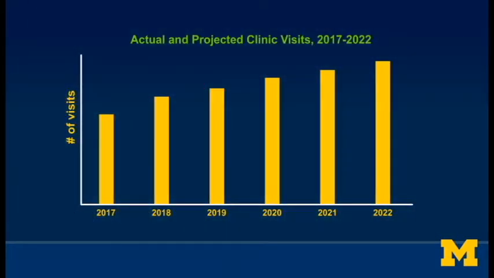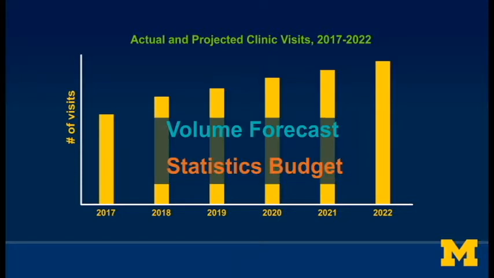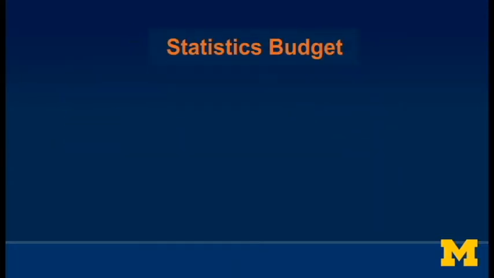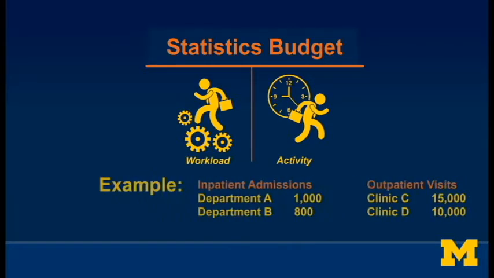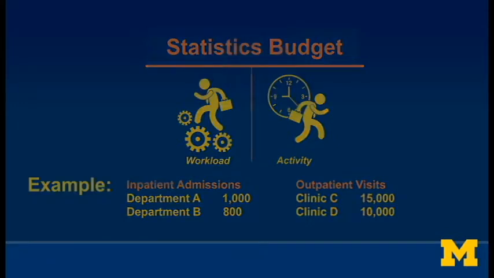The starting point for preparing the operating budget is the volume forecast or statistics budget. The statistics budget includes forecasted measures of workload or activity, such as the number of inpatient days or clinic visits, for each department, program, or unit.